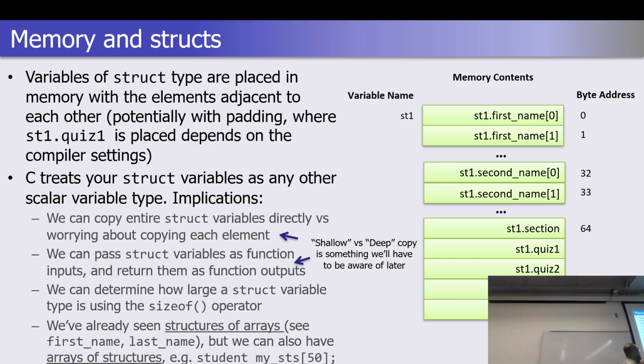data. Just for example, you can copy entire struct variables from one to another without having to worry about manually copying every element. I have student one, I have student two, I can set student two equal to student one, and it will copy all the components of student one into student two. Essentially, it's a large memory block transfer that you get without having to worry about things like string copy or mem copy or those types of functions.